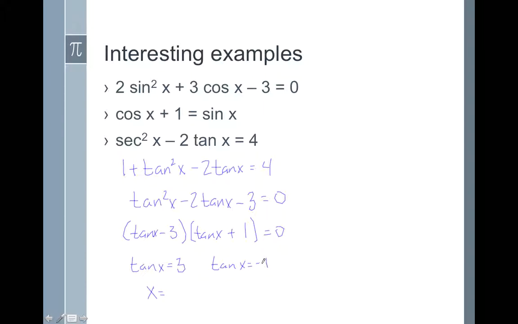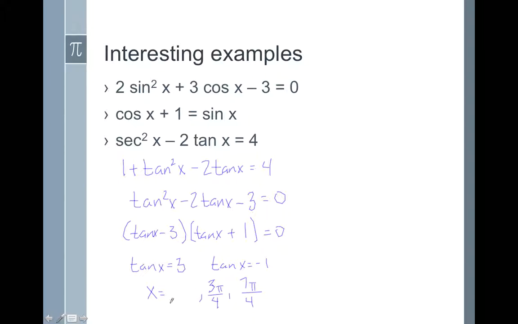So tangent of x equals -1. The 45-degree angles in quadrants 2 and 4. So that is, let's see, 1, 2, 3 pi fourths. And 5 pi fourths, sorry. 5, 6, 7 pi fourths. Pay attention here.